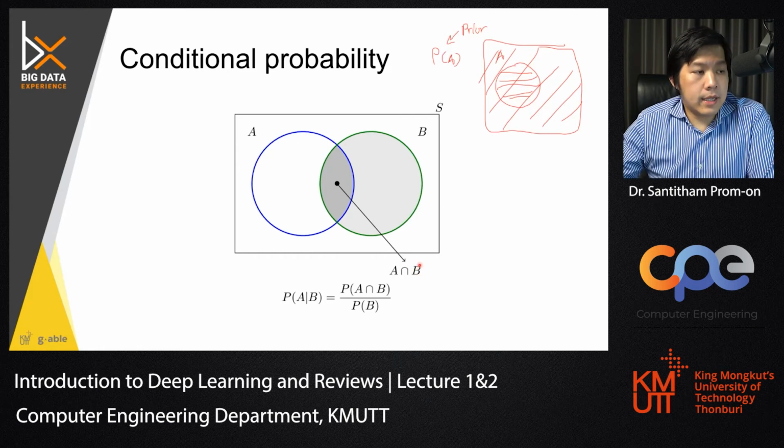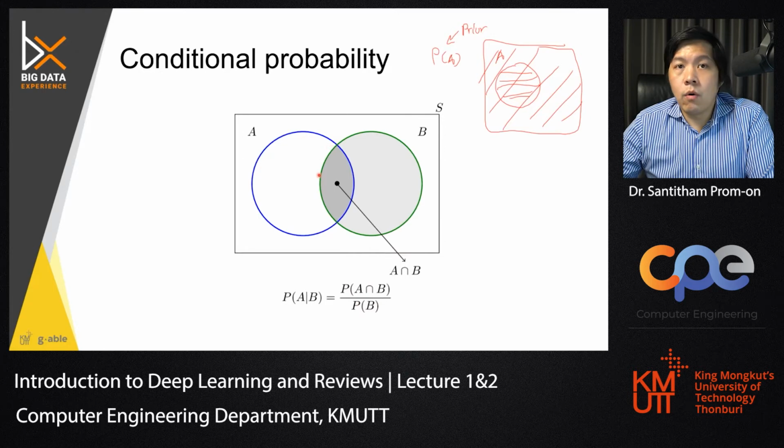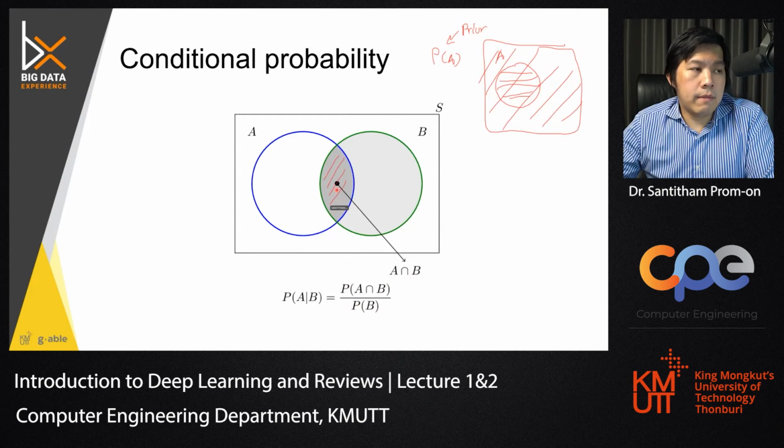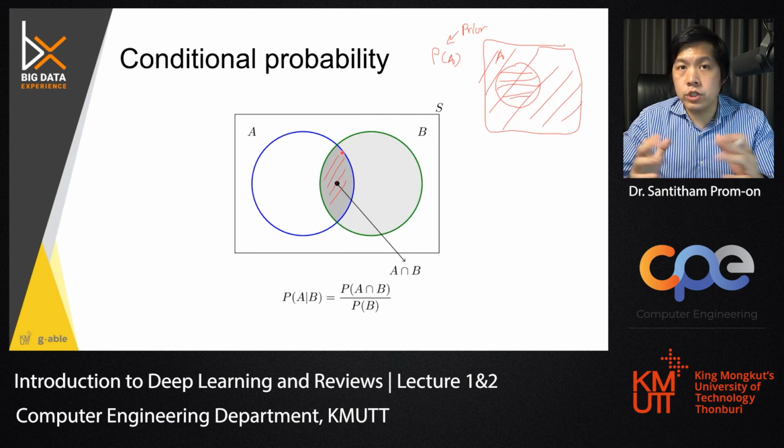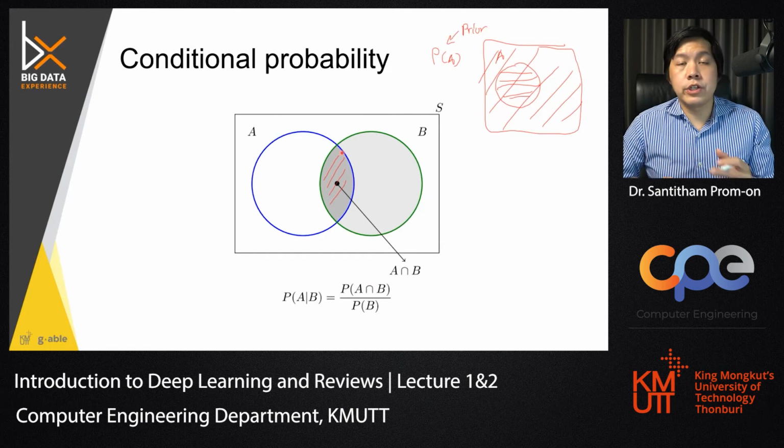Now, P of A given B, what is it? P of A given B is still a P of A, but you know that B happens. So when you know that B happens, you are trying to find the joint distribution P of A intersect B, which is the intersection between A and B, divided by P of B. Think about P of B as the area of B here. So you are taking the area of A intersect B, dividing by the area of B. So what you end up with would be the proportion of A that is in B, right? So this is the conditional probability.